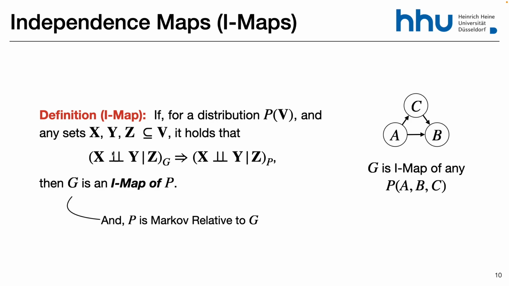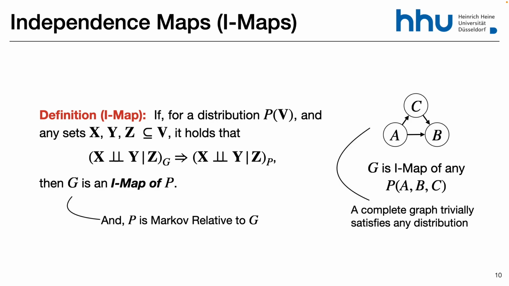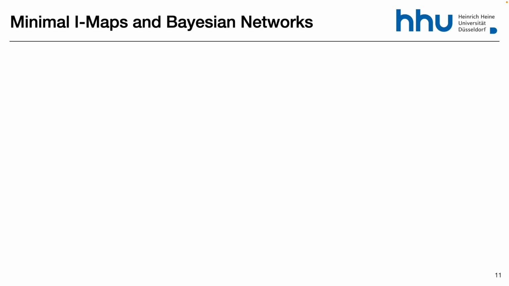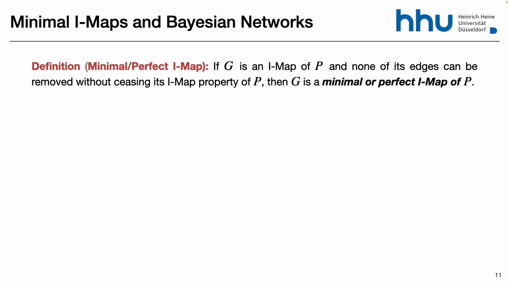So I want something more. That's what's written here. A complete graph trivially satisfies this condition of being an independence map because I'm representing no independence. So what we need is a minimal IMAP. To define Bayesian networks, we need something more. We need to see what's a minimal or a perfect IMAP. So a Bayesian network is going to be a minimal or a perfect IMAP. This means that the implication from the graph has to be minimal.